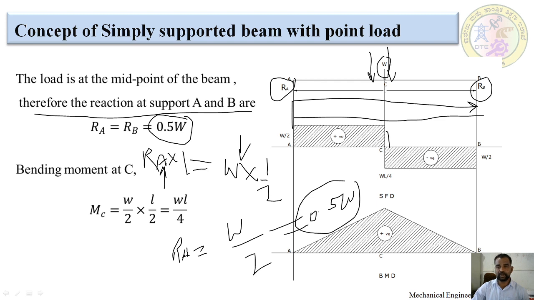As it is a symmetrical condition, by the principle of symmetry RA is equal to RB, which is equal to 0.5 W. This is also written as W by 2.